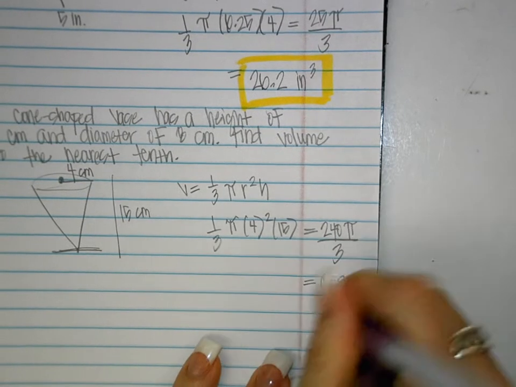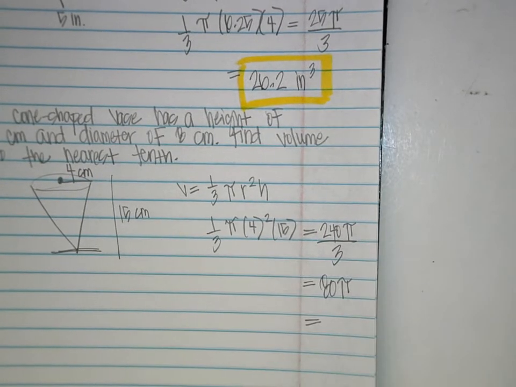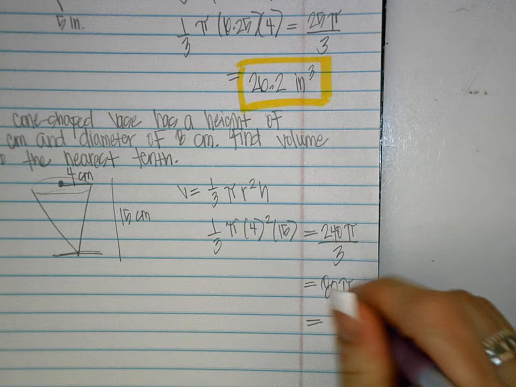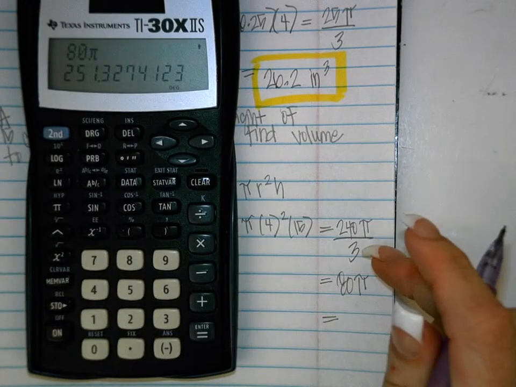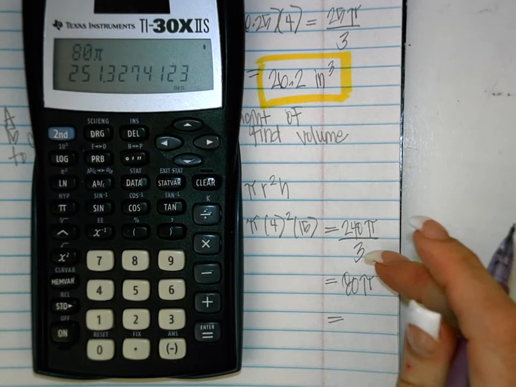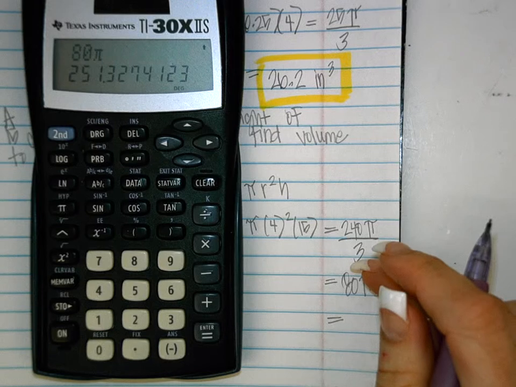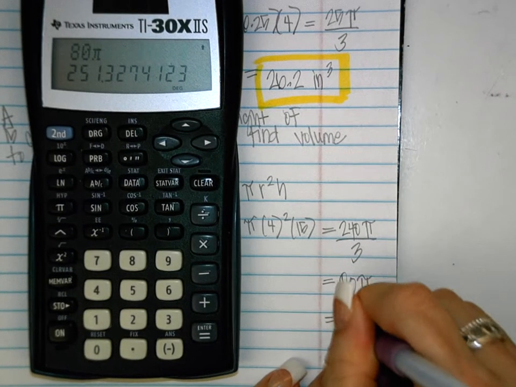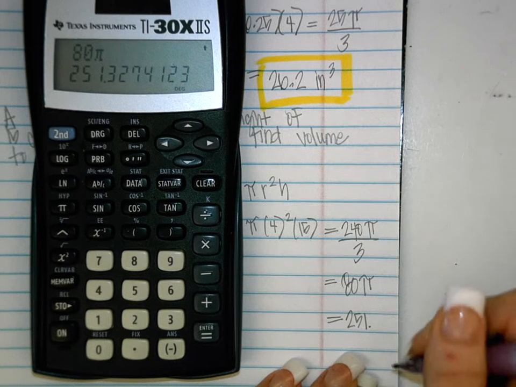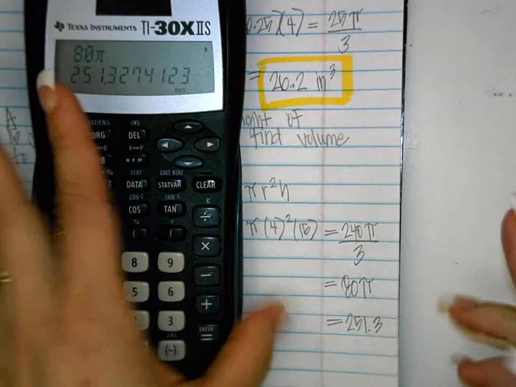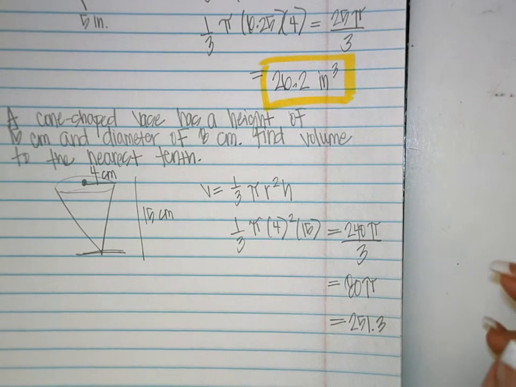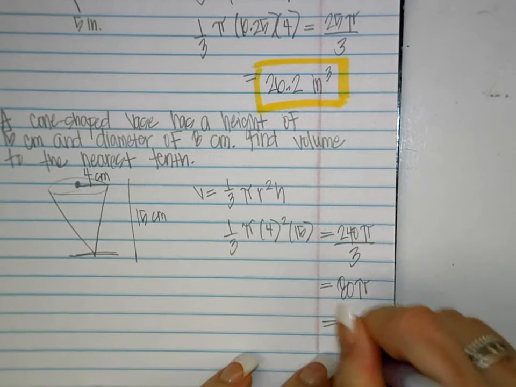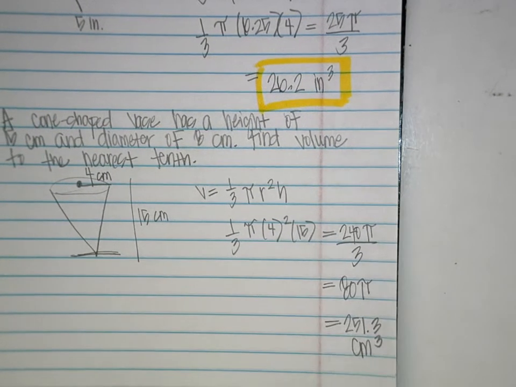If you actually multiplied it, 80 times pi is equal to 251.3274123, and it probably has more decimals than that. So how would I write this to the nearest tenth? 251.3. And what's its label? Centimeters cubed.